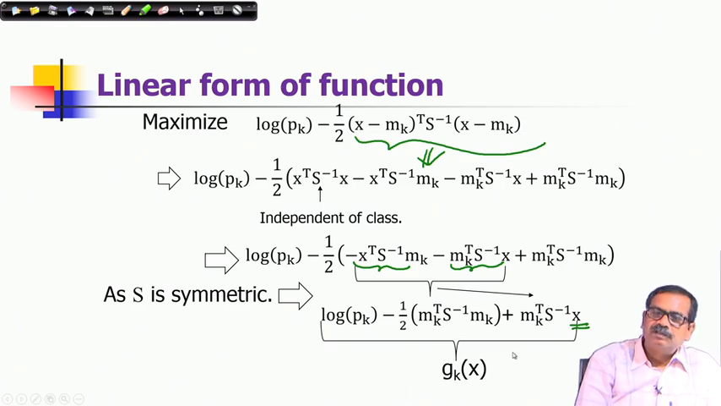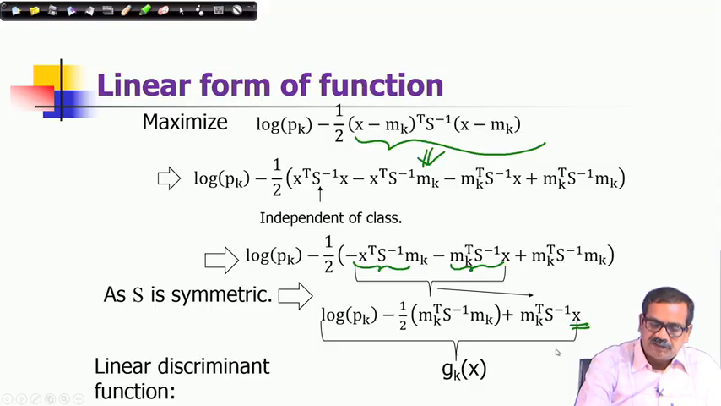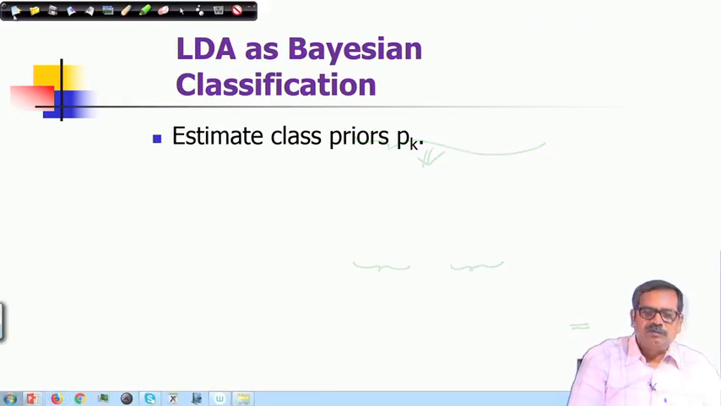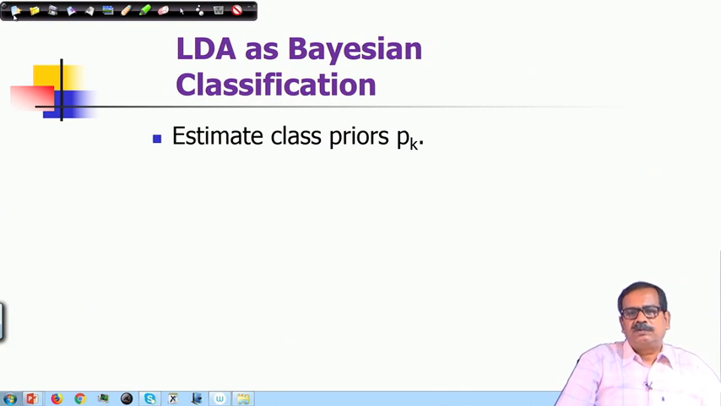So, this is a discriminant function for class k, and the linear discriminant function can be considered as the difference of these two, because you have to consider the sign of g x. When g 1 x is greater than g 2 x, the sign would be positive, and we assign it to class 1, and when g 2 is greater, the sign would be negative, then we assign it to class 2. So, your linear discriminant function is g x, and as we can see, the form is a linear form.